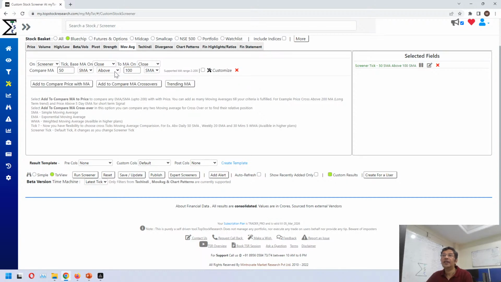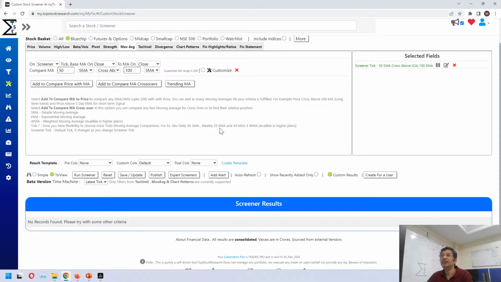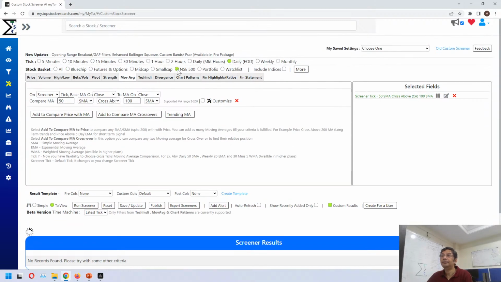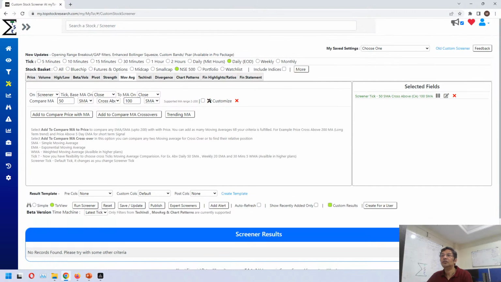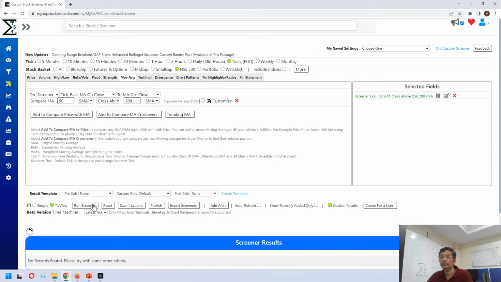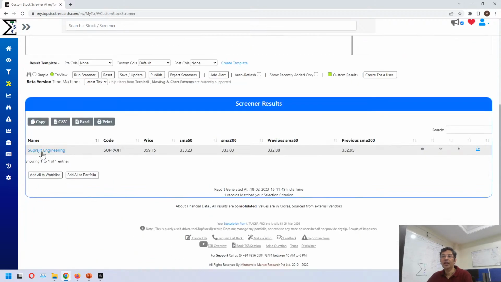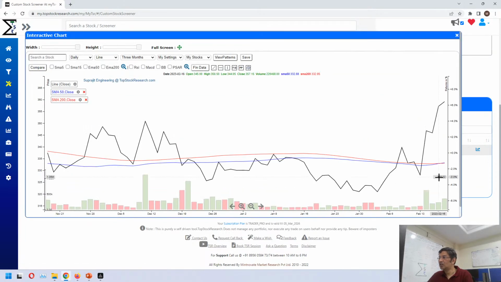So it is cross above previous MA. So when you run this screener, 50 cross above, let's say 200. Okay, so Suprajit Engineering has the crossover happened.